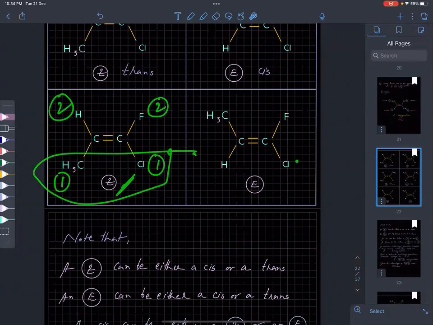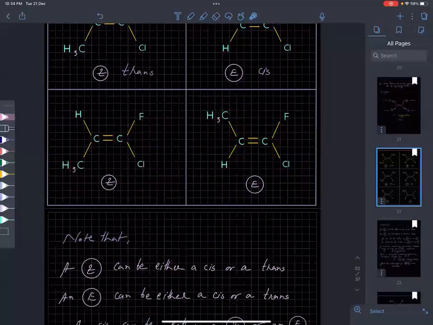What about this? Number one and number two. Number one chlorine and number two fluorine. Number one and number one are on the opposite side, that's why it is E. Clear? And what about cis and trans? They don't exist. They don't have same groups or same atoms. So these cannot exhibit cis and trans.